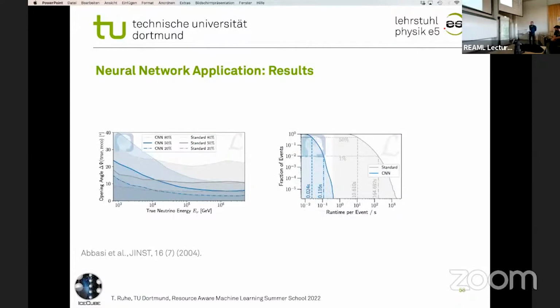On the right-hand side, you have the runtime per event. So this is the standard reconstruction. And you can see that the standard reconstruction really largely depends on the input that you have. So you can imagine, if you run this likelihood minimization for high energy events where you have a lot of information in a lot of DOMs, then this takes longer to run. Obviously somewhat faster for events with less information.